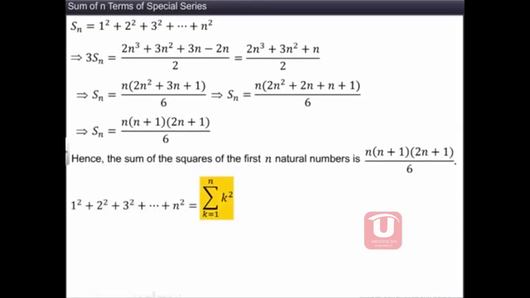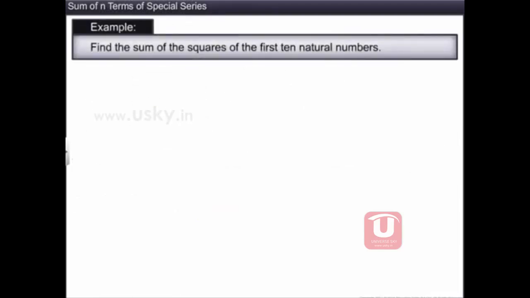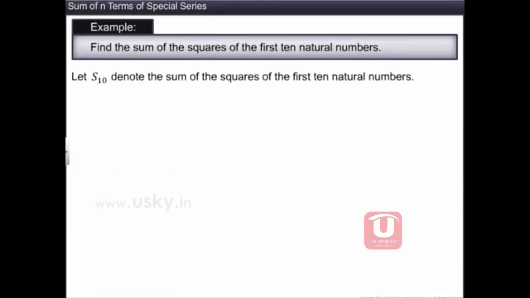Let S10 denote the sum of the squares of the first 10 natural numbers. Then, by the formula, we have S10 is equal to 10 into 10 plus 1 into 2 into 10 plus 1 whole divided by 6. This is equal to 385.